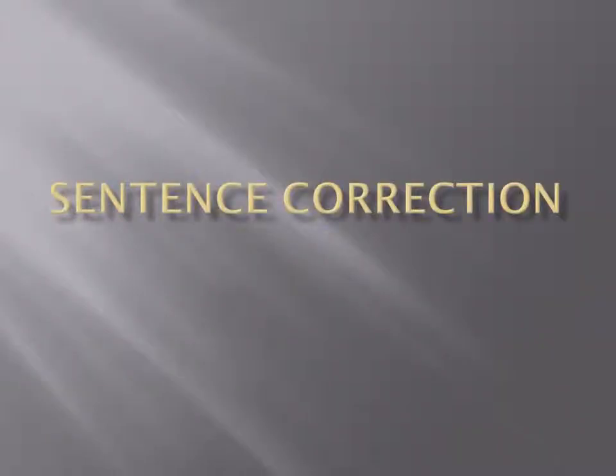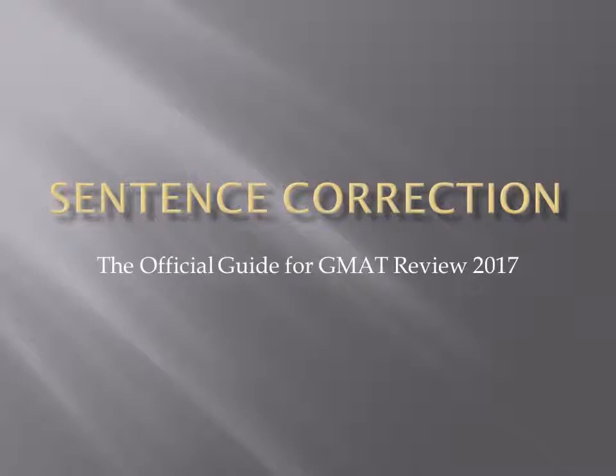Hello, everybody. Today we're going to walk through an example of a sentence correction problem, and that sentence correction problem can be found on page 686 of the official guide for GMAT Review 2017, and it is question number 694. I understand that this is an older version of our textbook. However, this question is still relevant, and everything that you need to know to walk through this question is included in this presentation.